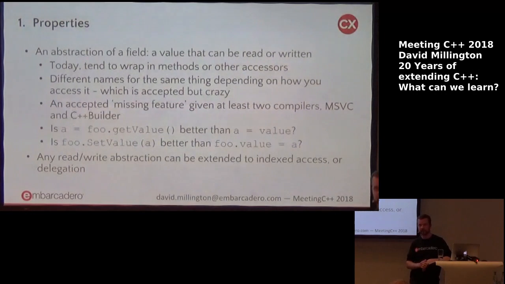Now, there's several compilers that have implemented custom properties, and properties, again, is something that you see people pop up, especially when they're new to C++, and they ask, I haven't found this feature, how do I do it? So Microsoft, for example, has a custom property, and we do as well. And of course, any read-write abstraction can be extended to other read-write methods, such as indexed access or delegating the read and write or something like that.